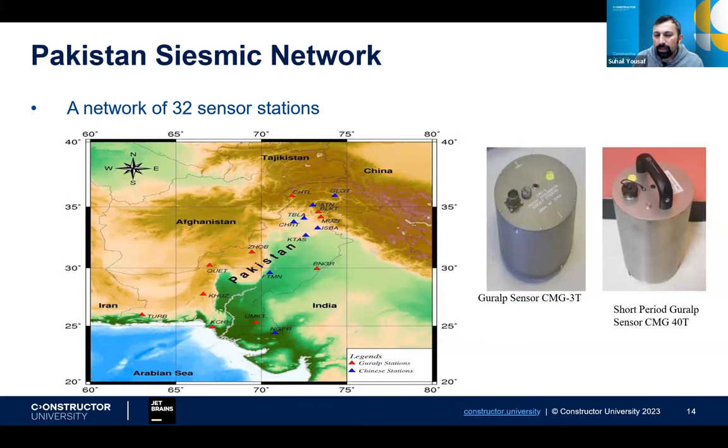On the right hand side, what we see is a typical seismic sensor. This is called a Guralp sensor. It can sense seismic waves. Then there are different varieties of these sensors. Some are more sensitive, so they can sense earthquake events from longer distances, for example, across countries. And then there are some which are for shorter distances.